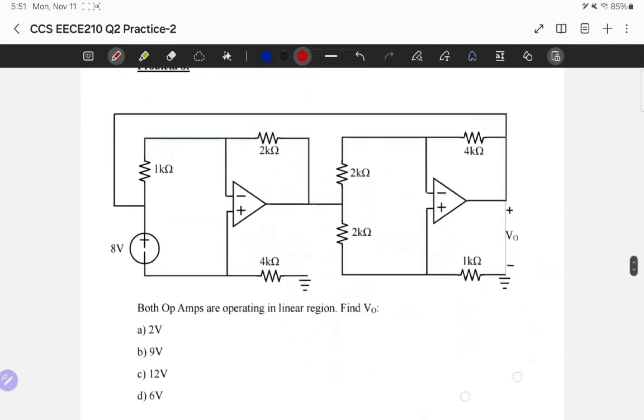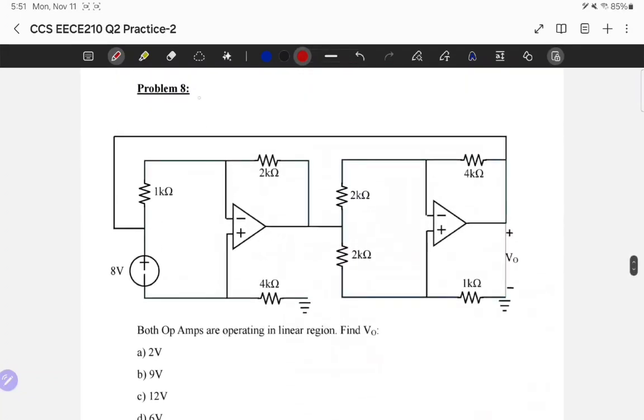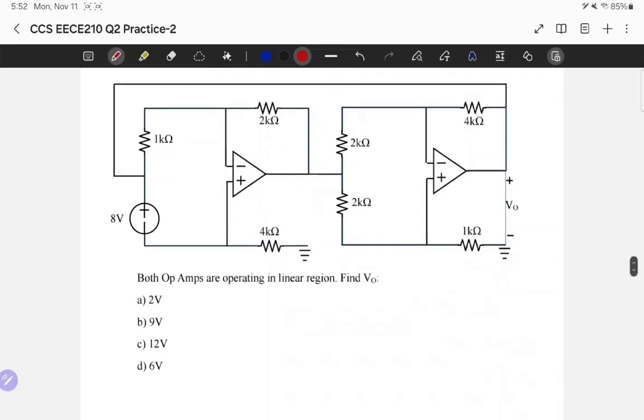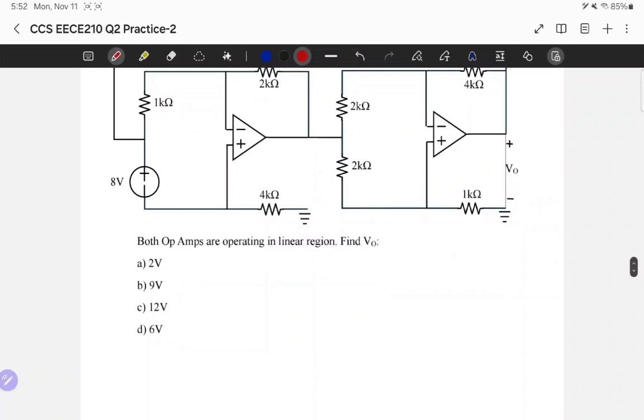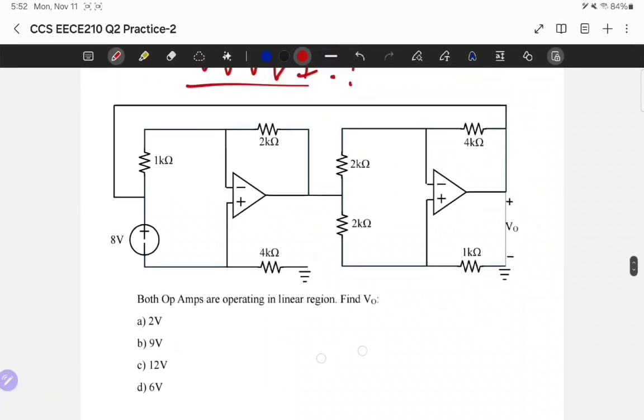Okay. This problem is very important. Actually, no, they put it like this, very important, right? Okay, so I have 2 operational amplifiers and the circuit looks big.